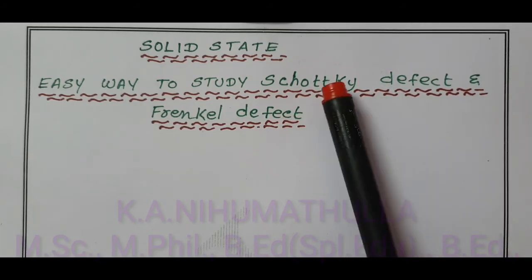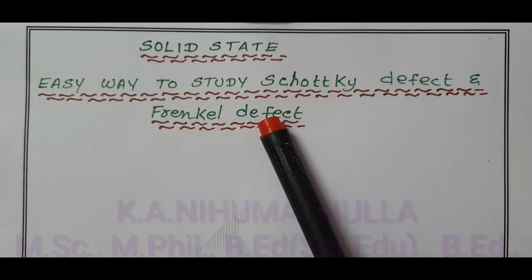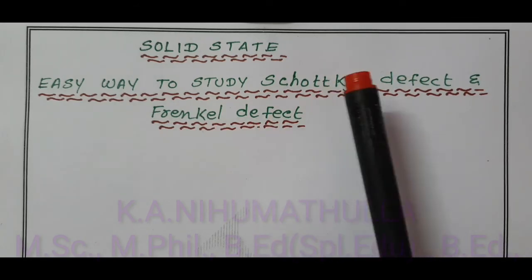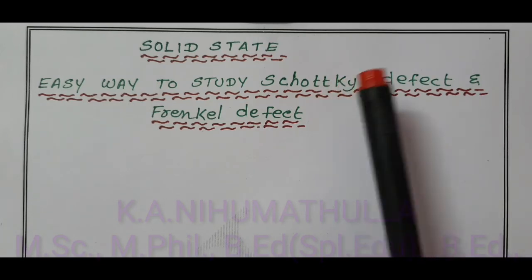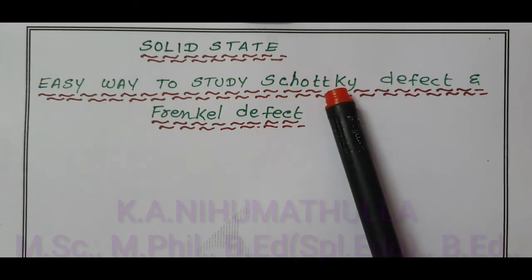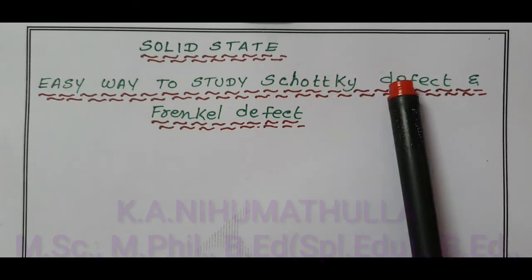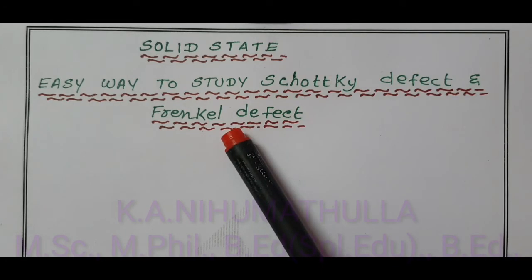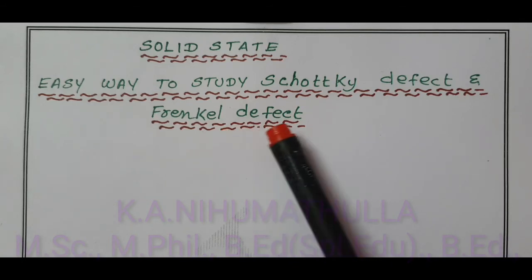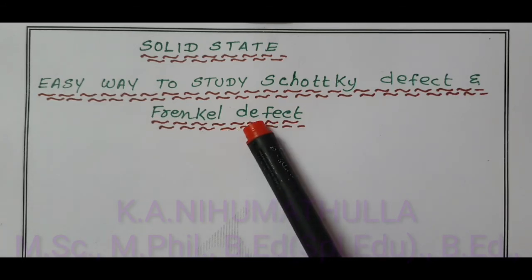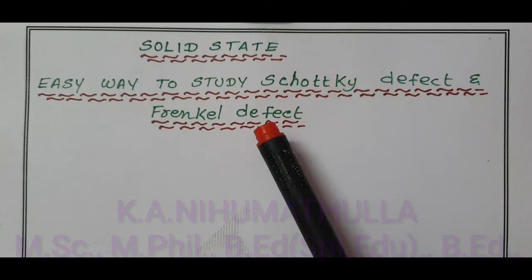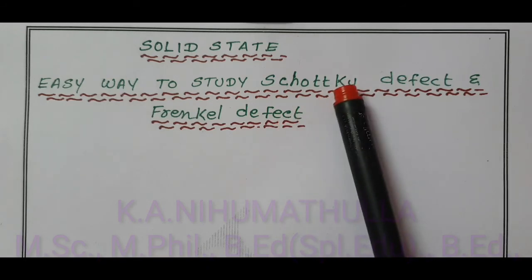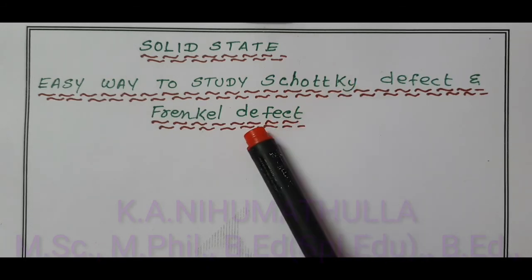But the main difference between the Schottky defect and Frenkel defect is that if more cations and anions are missing, it affects the density. The density of the crystal is affected in Schottky defect and there is no density change in the case of Frenkel defect. So these four points you have to mention along with the diagram. Now we are going to see the Schottky defect first, followed by Frenkel defect.